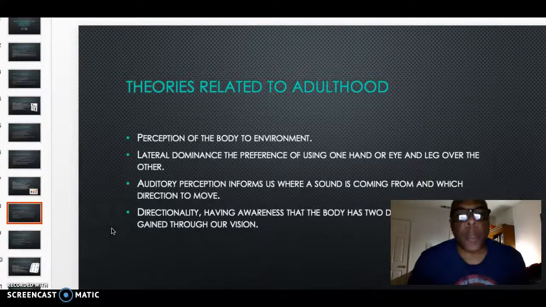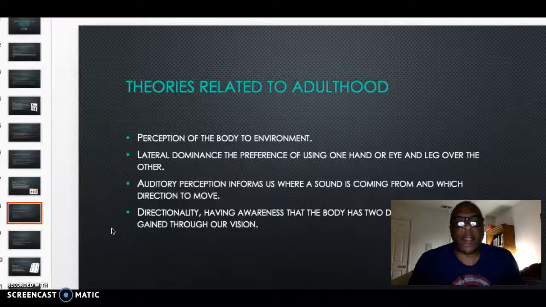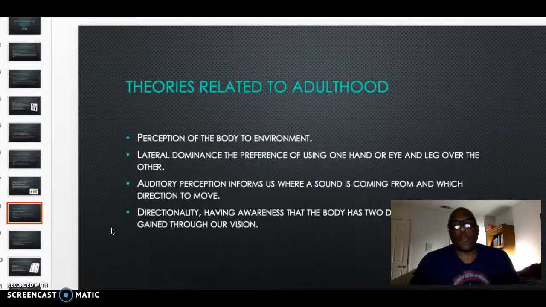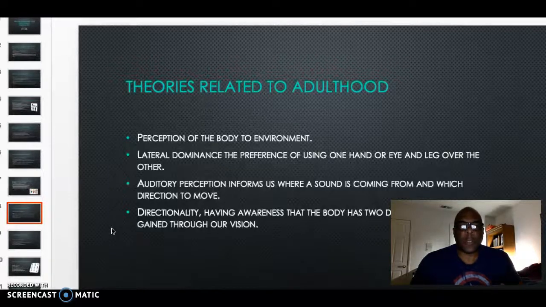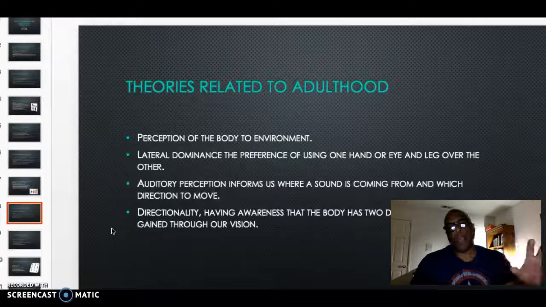Theories related to adulthood: perception of the body to the environment. At this point they're recognizing lateral dominance and the preference of using one hand or eye or leg over the other. Auditory perception has improved vastly and informs us where we're at in relation to sound, what's going on in the distance, and how to respond to that. Which also speaks to directionality, having awareness that the body has two distinct sides, and is gained through our vision. So we're basically being able to assess information going on around us.